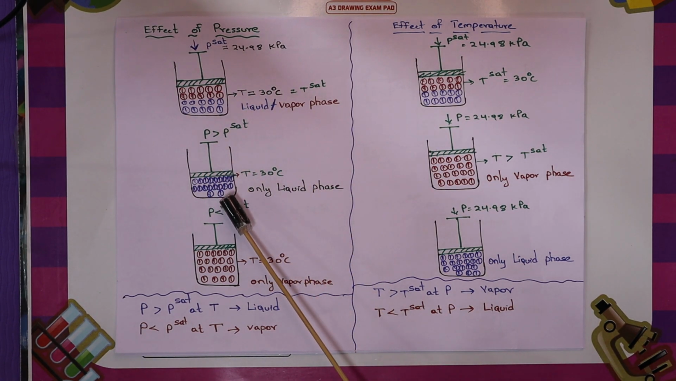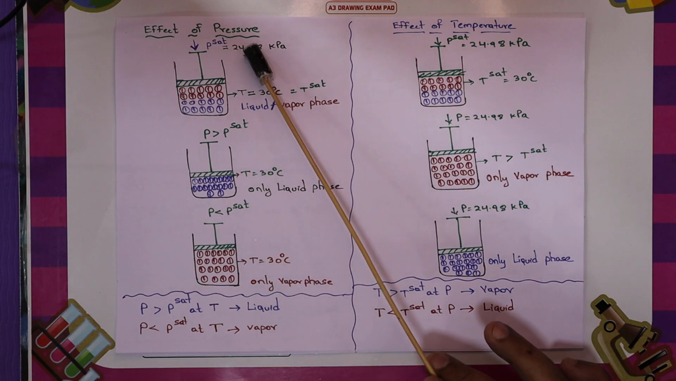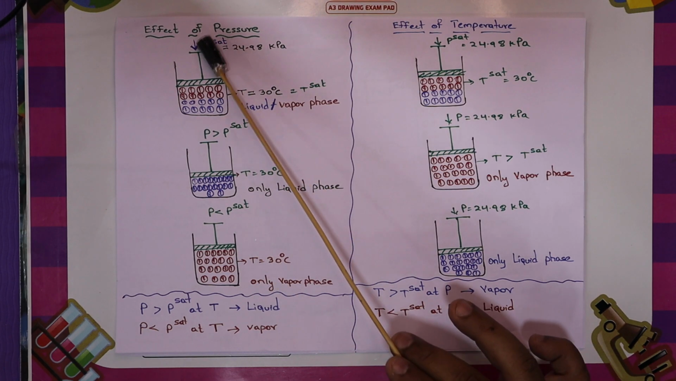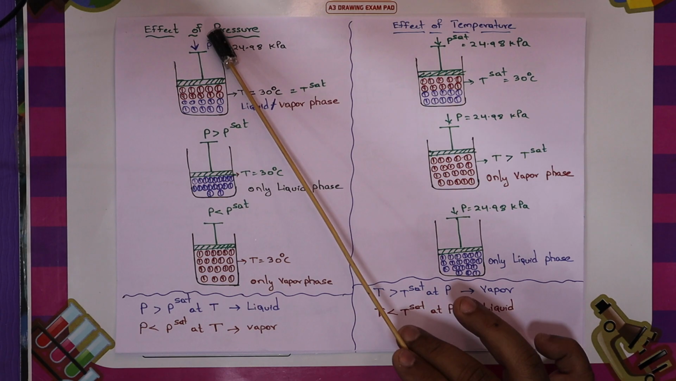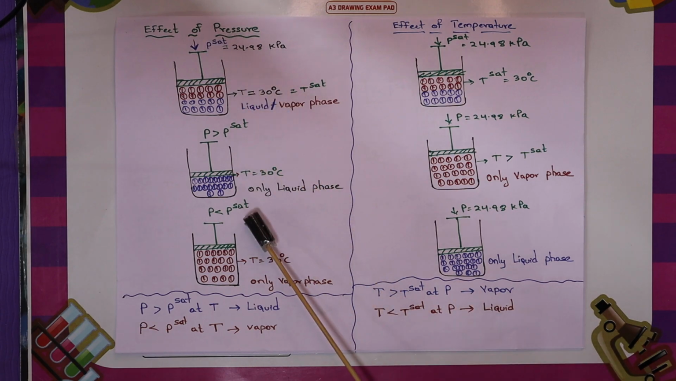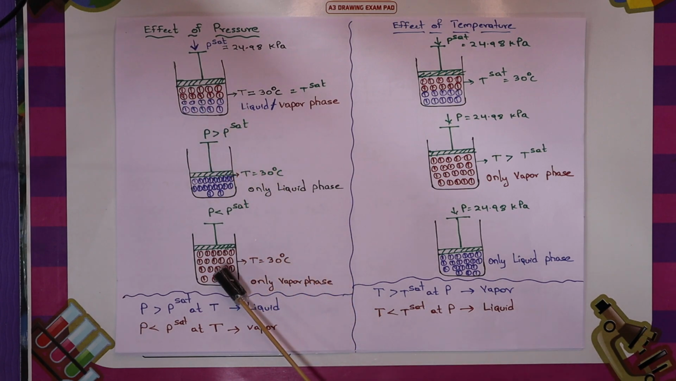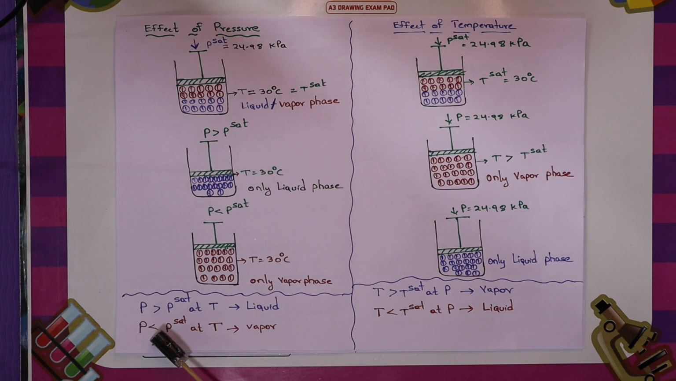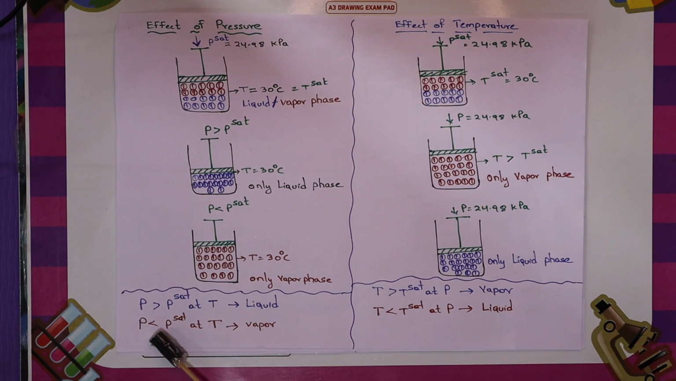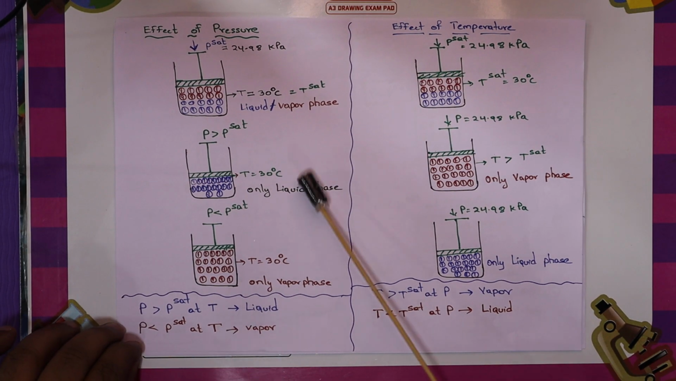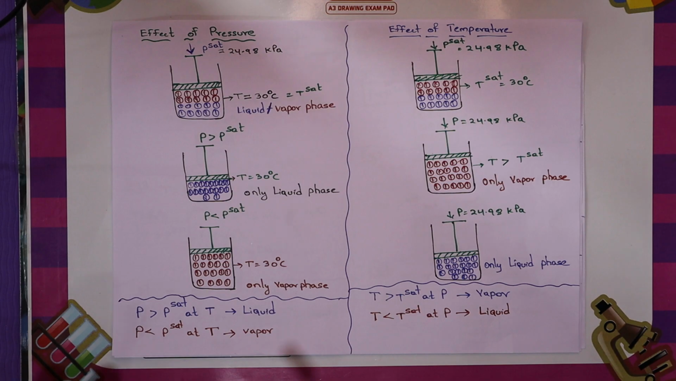Similarly, if you reduce the pressure lower than the saturation pressure, by lifting the piston up, the pressure is reduced at the same temperature. Now every molecule of n-hexane will become vapor. So if pressure is greater than the saturation pressure at T, it will form a liquid, and if pressure is less than the saturation pressure at this temperature, then it will become a vapor.